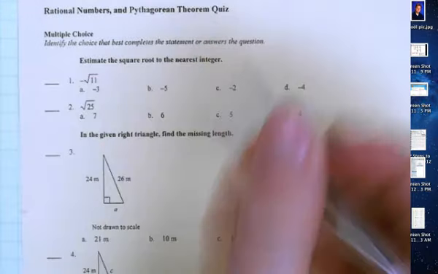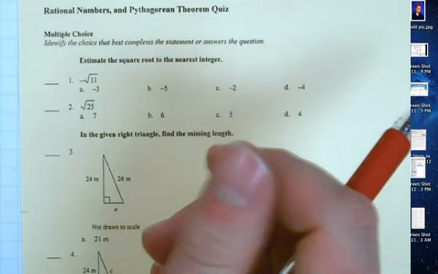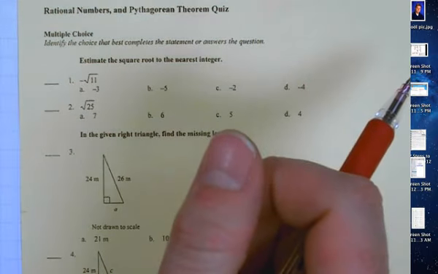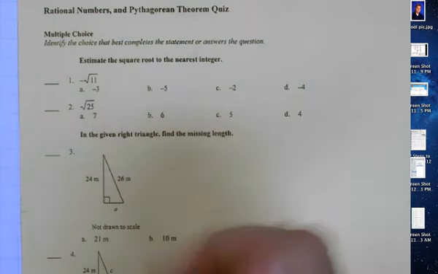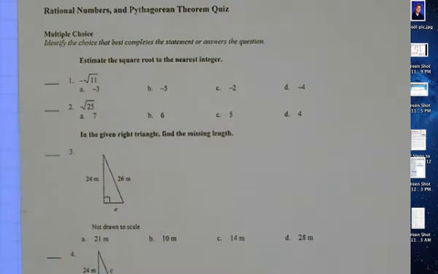Okay, so here is the review, or going over the answers, for the quiz for rational numbers and Pythagorean theorem. Problems 1 and 2, you were supposed to estimate the square root to the nearest integer.